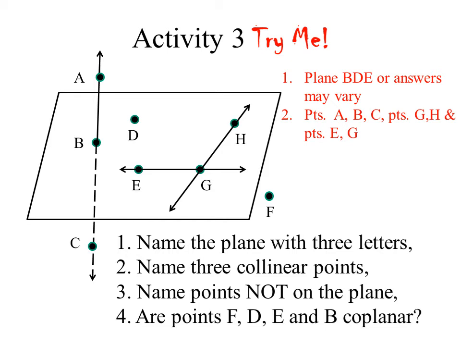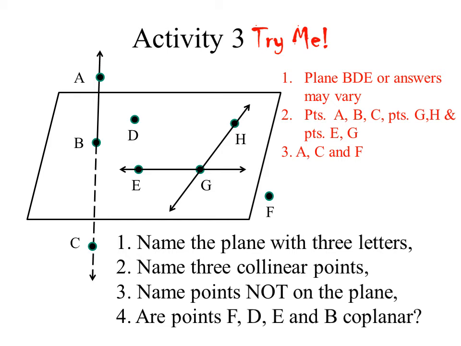What are the collinear points? So, we have there points ABC, points GH, and points EG. So, ABC lie on the same line. GH are also on the same line. EG are also on the same line. So they are collinear points.